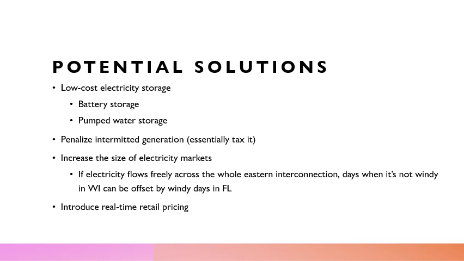You can penalize intermittent generation. You can essentially tax it. That's another solution. You can increase the size of electricity markets. So if electricity flows freely across the whole eastern interconnection, days when it's not windy in Wisconsin can be offset by windy days in Florida. So you can actually get wind power from Florida all the way up to Wisconsin because the electricity is traveling basically at the speed of light.